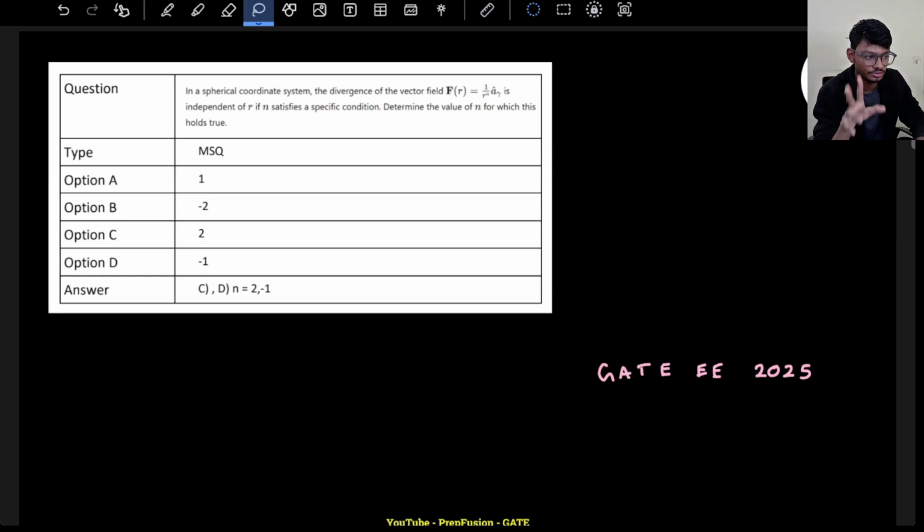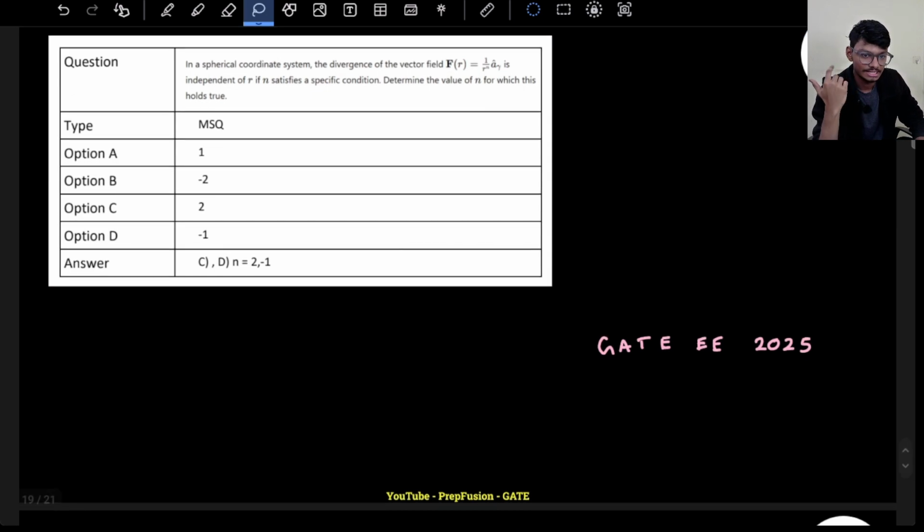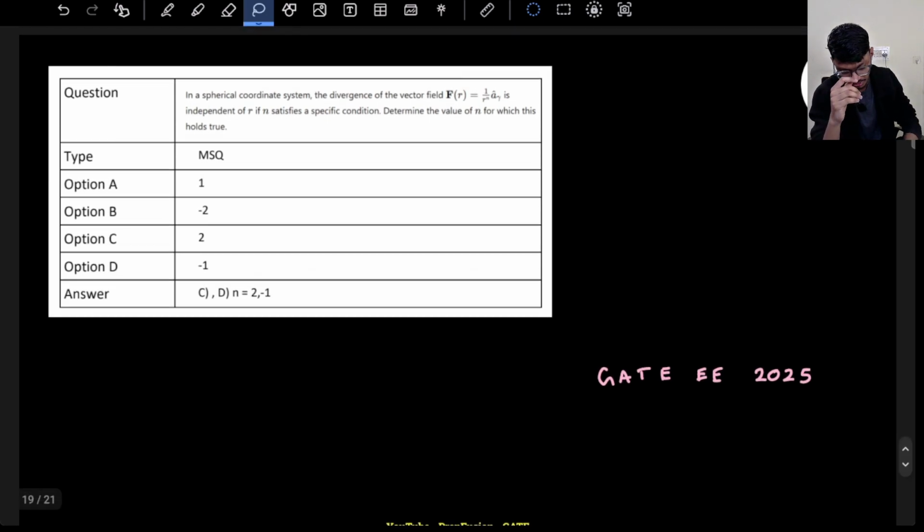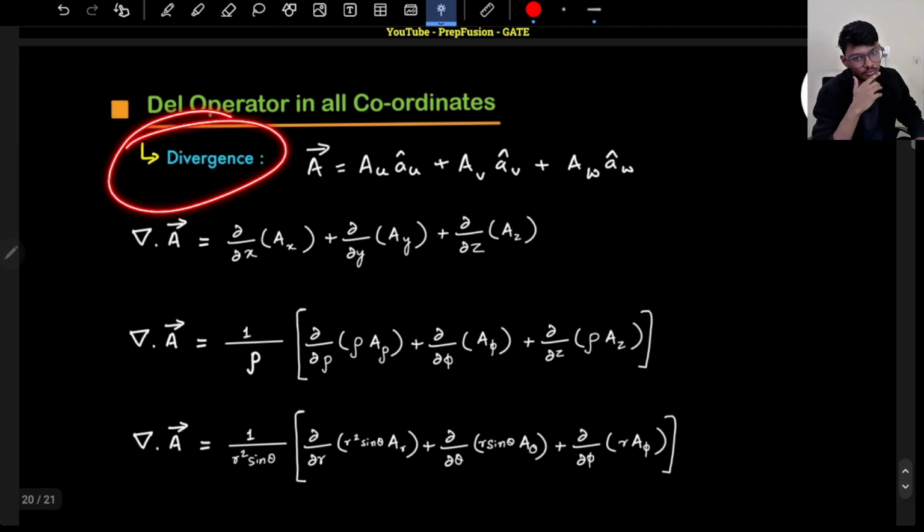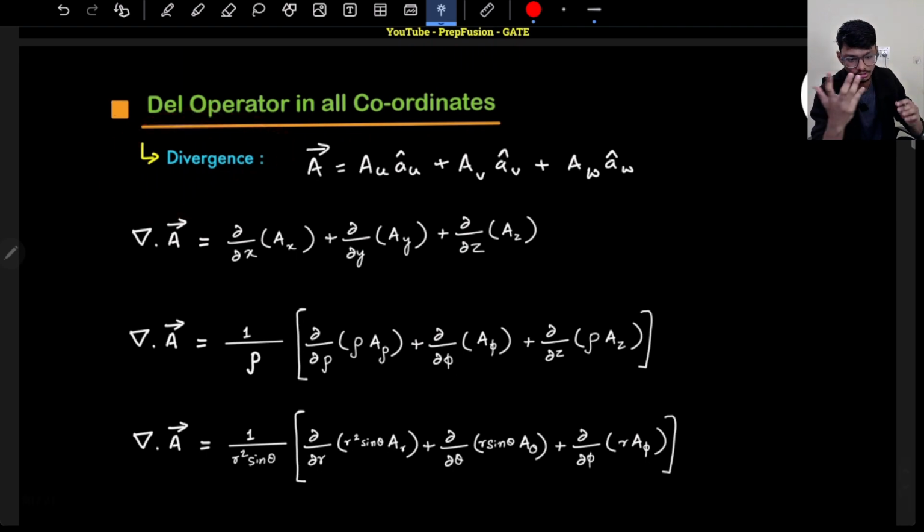So for ECE students, I will say just remember these formulas: divergence formulas, gradient formulas, and the curl formulas for the cylindrical and spherical coordinate systems. And many educators will tell you it's so easy to remember. I know it's difficult to remember. I know I also forget. I always forget. Educators will tell you it's easy, but I understand the pain.